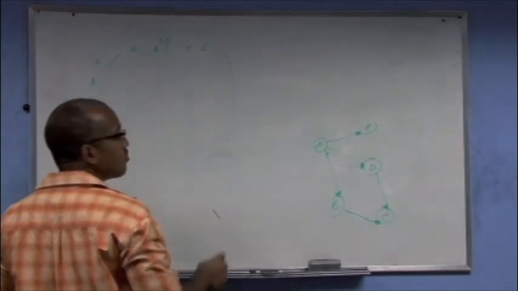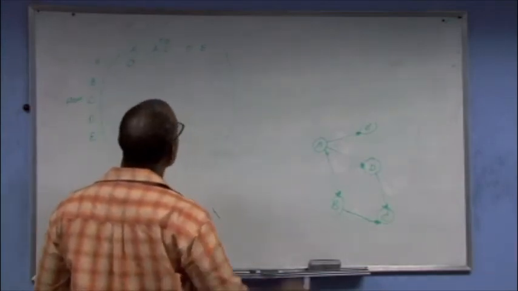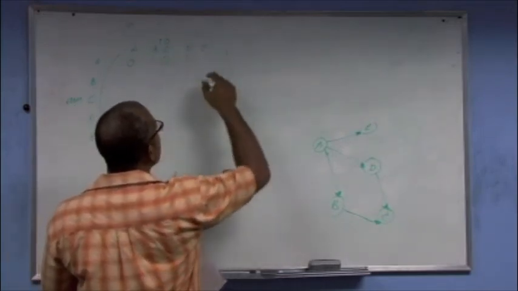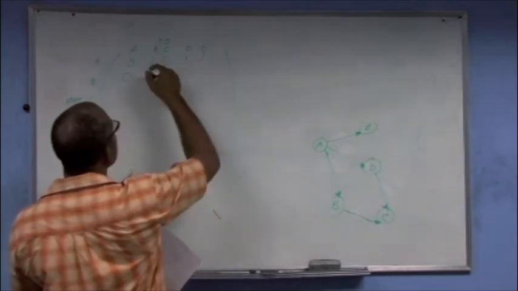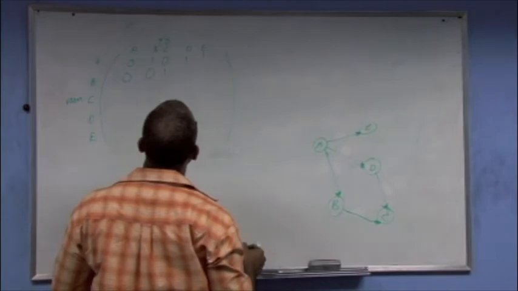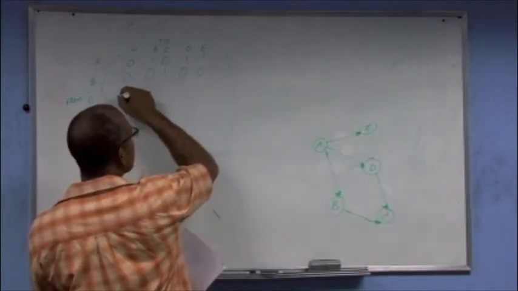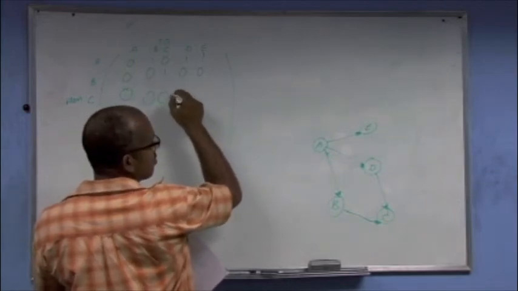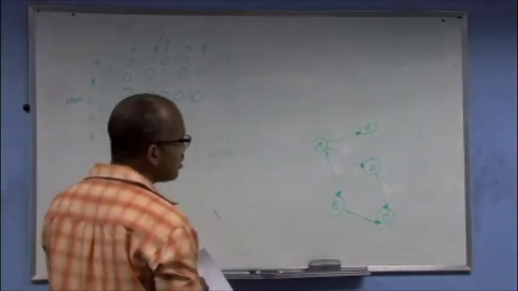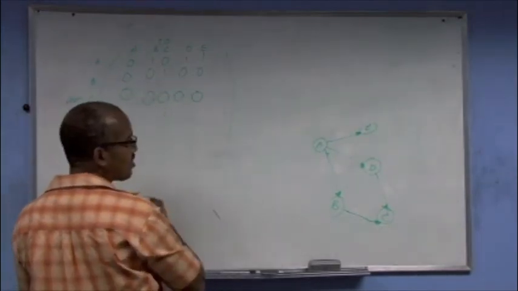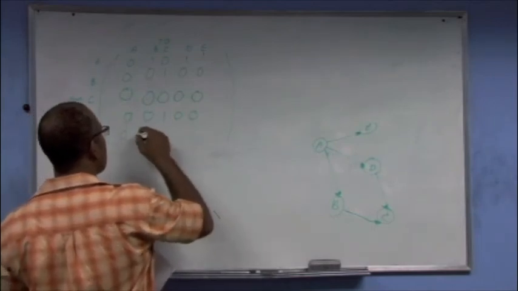So from A to A, there's no edge, so there's a 0. A to B, there's an edge, so we put a 1. A to C, no edge, 0. A to D, there's an edge. A to E, yes there is. B to A, no, 0. B to B, 0. B to C, 1. B to D, 0. B to E, 0. C to A, 0, C to B, 0, C to C, 0, C to D, 0, C to E, 0. Nothing leading from D except one to C, and everything else is zeros. E has nothing coming out of it, so everything from E is a 0.